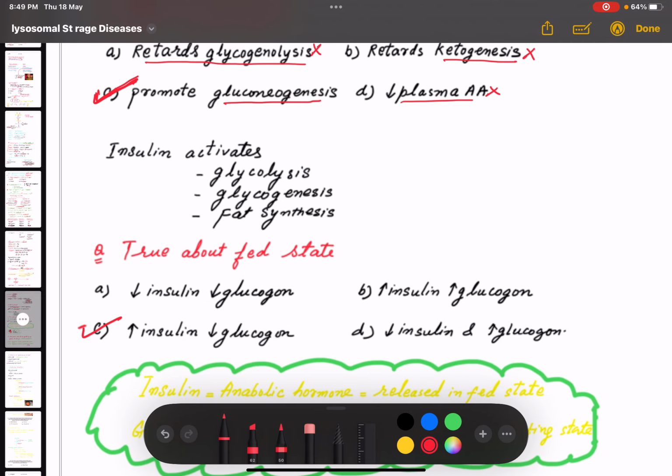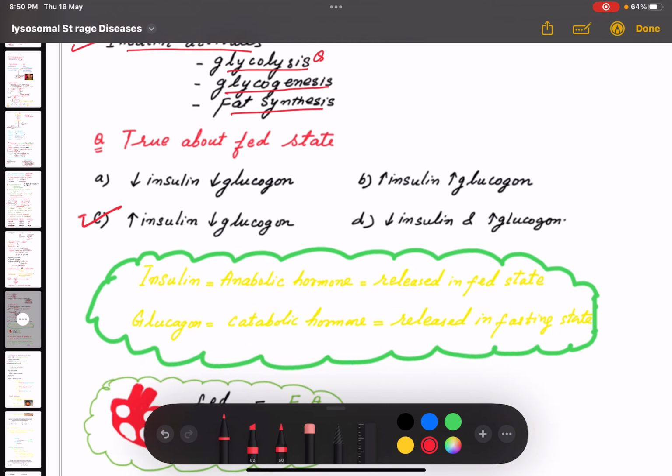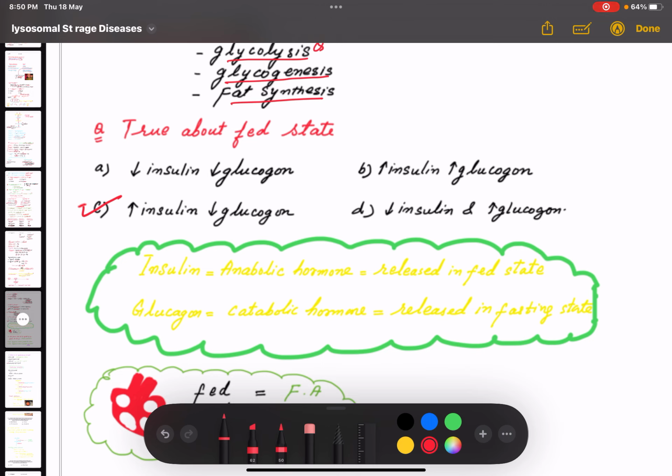I have told you insulin is an anabolic hormone. It activates glycolysis, very important, glycogenesis, and fat synthesis. What is true about the fed state? The fed state means when you have eaten something. In the fed state, you are going to store things. It means you are in the anabolic state.